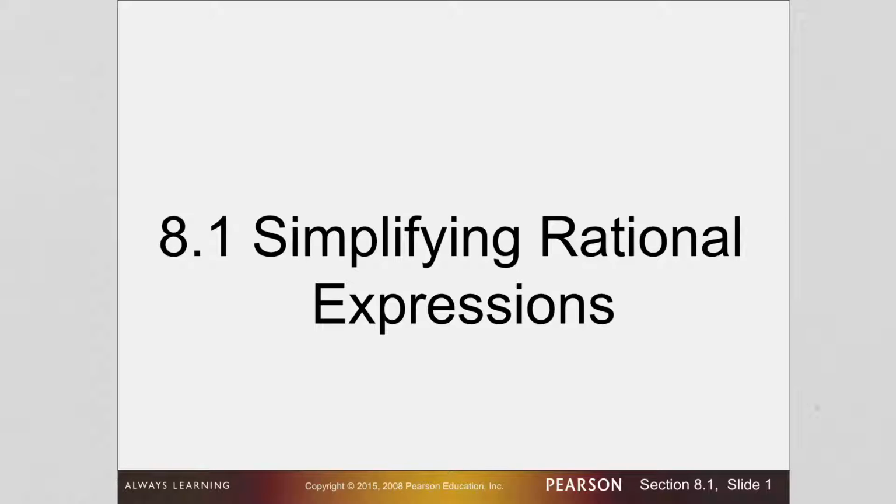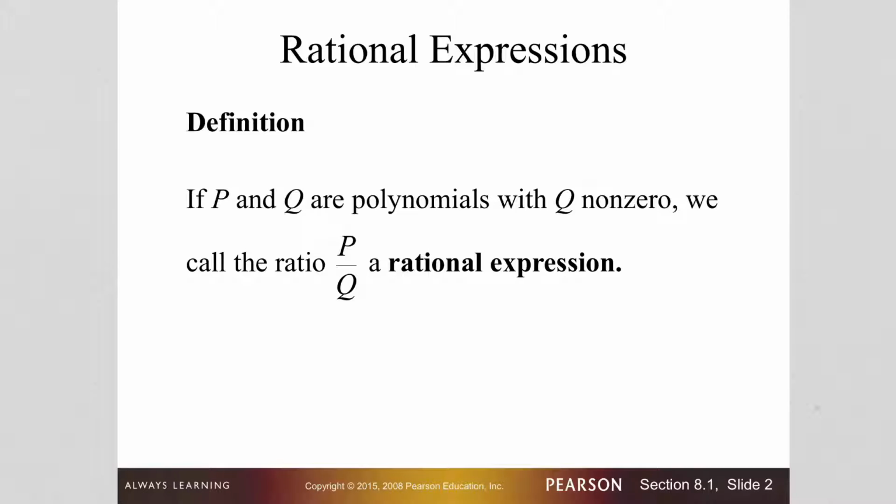Alright, so now we're going to simplify rational expressions. Okay, so this is just telling you that if P and Q, so they're just talking about random expressions, and they're saying that they're polynomials, and Q cannot be 0, we call P over Q, or P divided by Q, a rational expression. Just a vocabulary term.